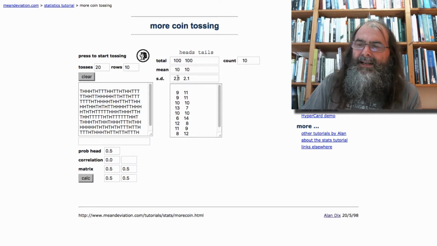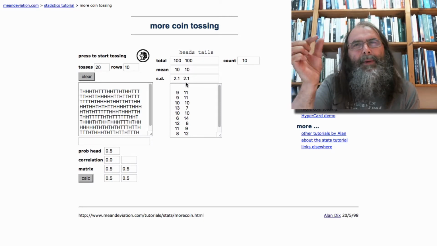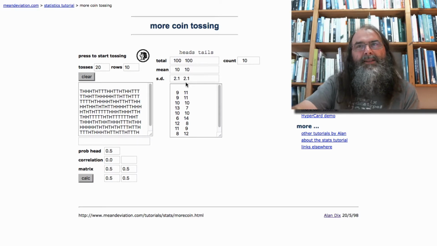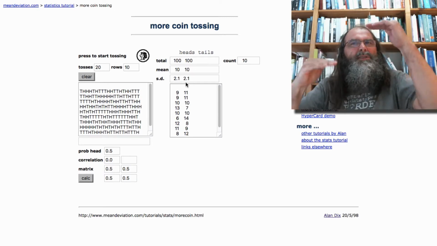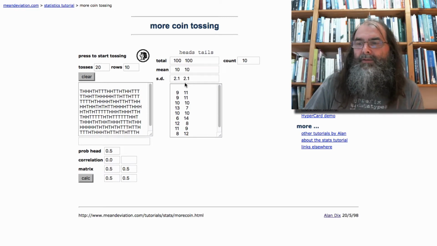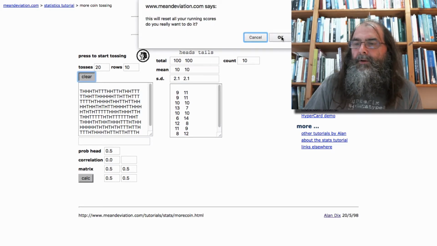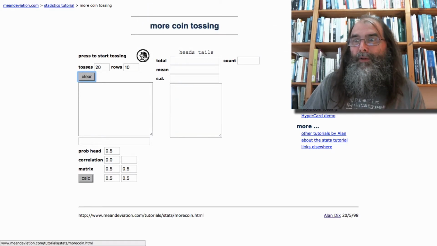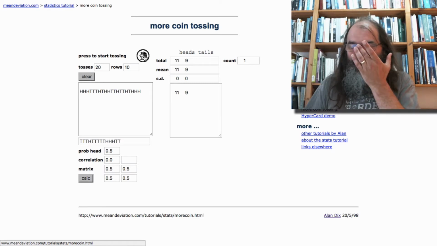And actually look at that standard deviation figure of 2. That's the amount of variability between these. So they're sort of 10 to 10, the coin tosses, but it goes up and down by about 2. So I'll clear that and do it again. Hopefully we won't get a fluke and exactly get 100 to 100 this time.